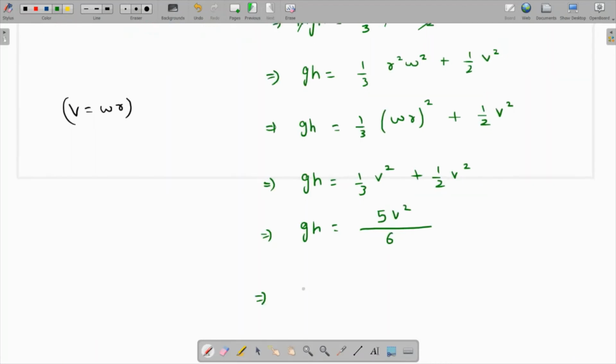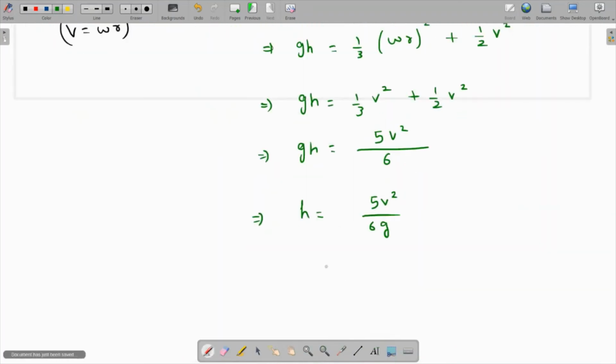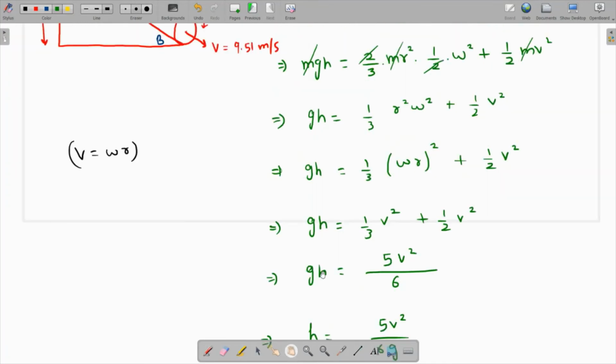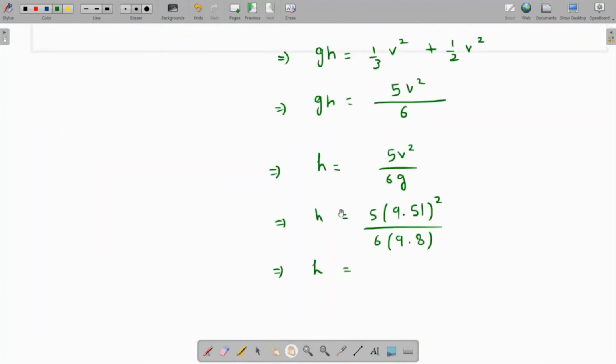So the height is going to be, if we divide both sides by g, 5v square over 6g. So v is already given, 9.51. So we're going to replace v by 9.51 and replace g by 9.8. So let me grab my calculator. This is going to give me the final value of h. This will be in SI units, because everything is in SI units. So 9.51 square times 5 over 6 over 9.8.